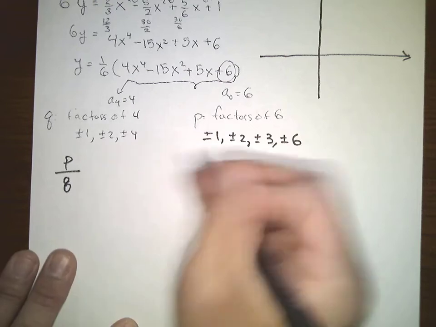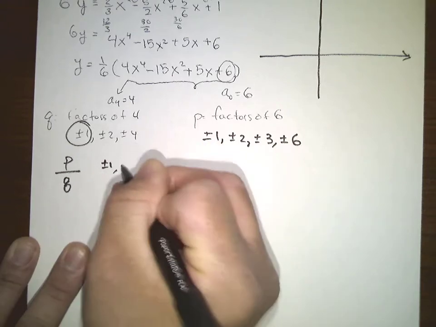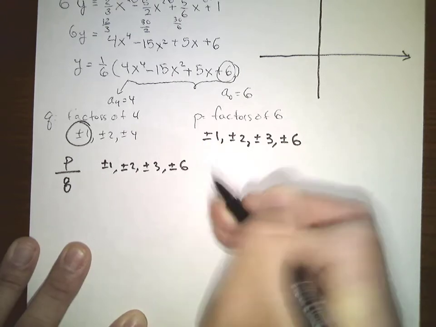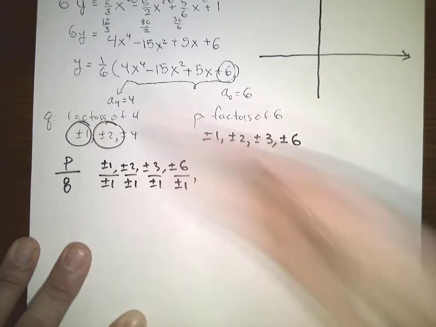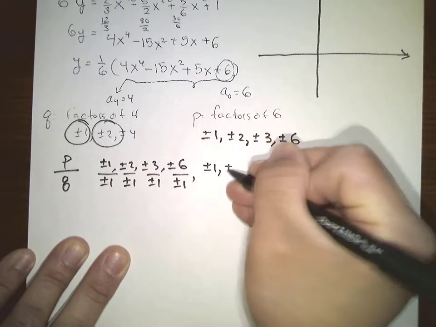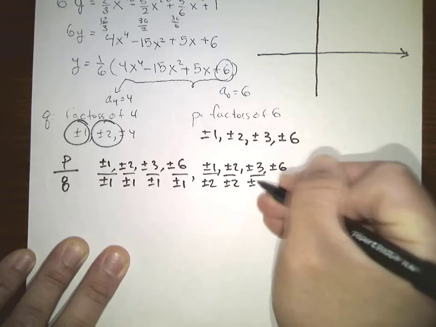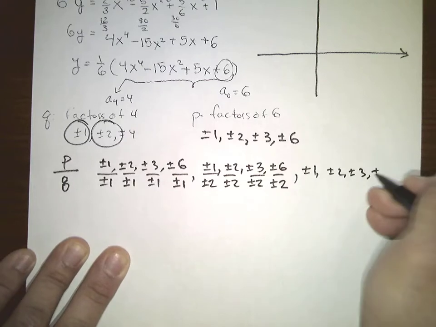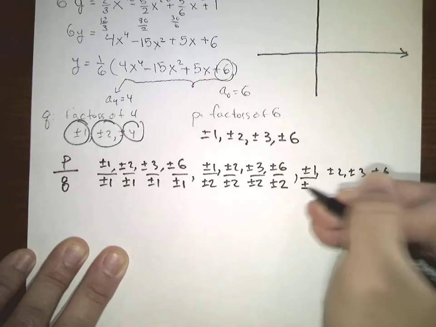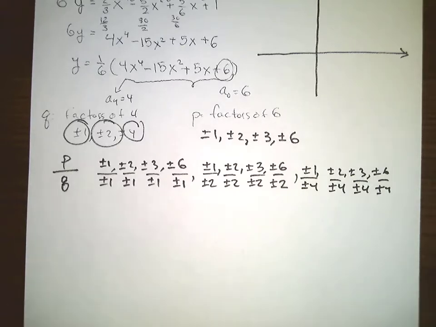So then I need the factors of P divided by the factors of Q. So I'll take all these plus or minus 1, plus or minus 2, plus or minus 3, plus or minus 6, and divide them all by the plus or minus 1. And then I'll take all of the P's and divide them by the plus or minus 2. So plus or minus 2, plus or minus 2, plus or minus 2. And then all of the P's, and divide them all by the plus or minus 4. And then I'll do all the divisions and just make sure that there are no repeats.